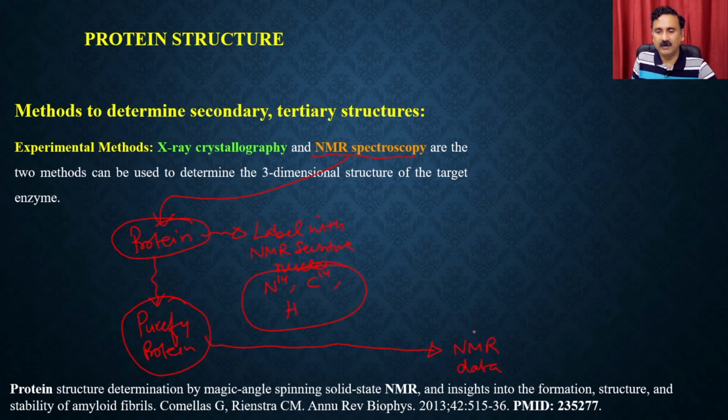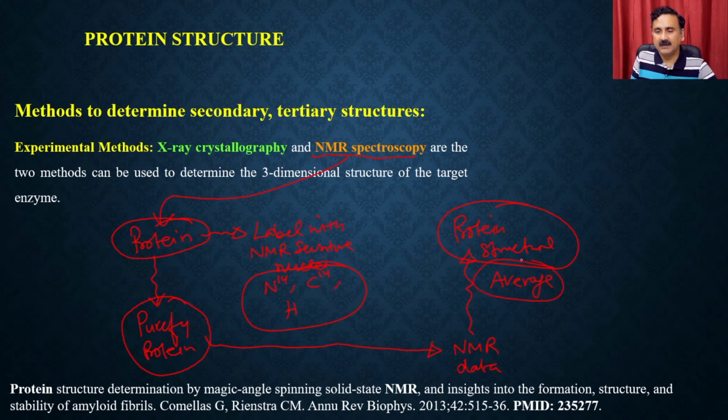Once you collect the NMR data and analyze it, it gives you the protein structure, and that protein structure is called the average structure.